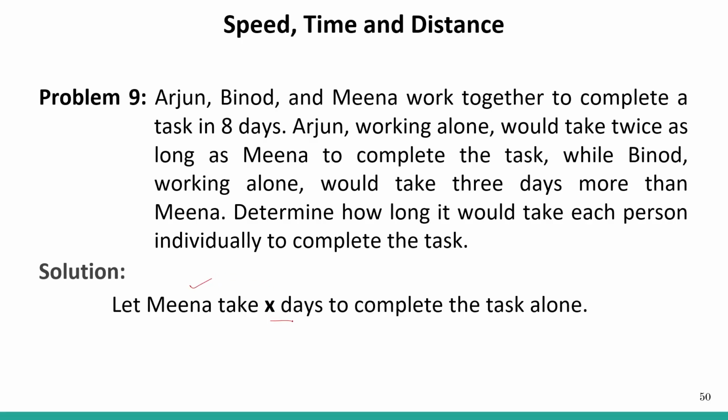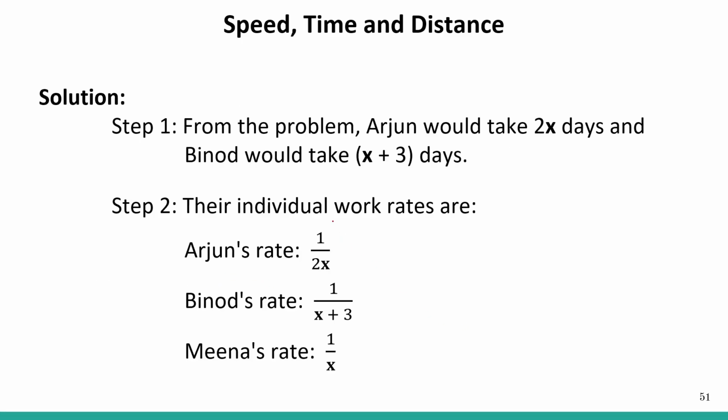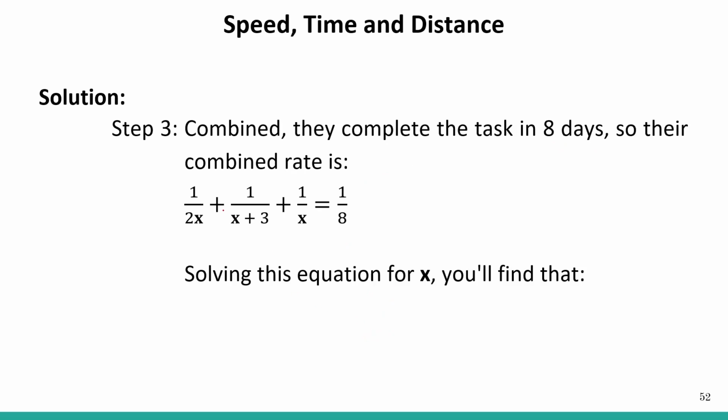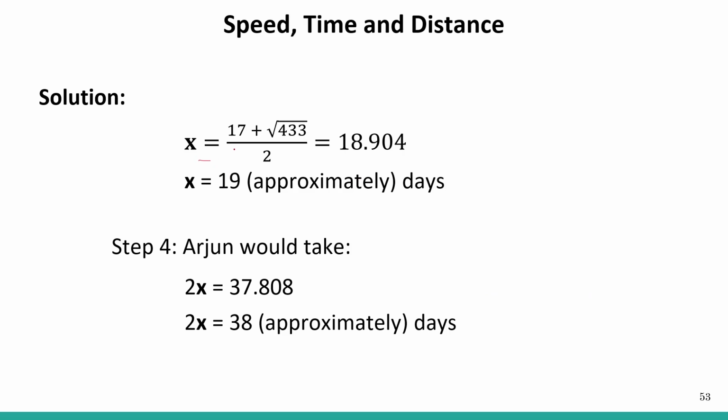So Meena takes x days to complete the task alone. So from the problem, Arjun would take 2x days and Vinod would take x plus 3 days. So their individual work rates are 1 by 2x, 1 by x plus 3, and Meena's rate is 1 by x. So 1 by 2x plus 1 by x plus 3 plus 1 by x is equal to what? 1 by 8. So solving this equation for x, you will find that x is equal to 17 plus root 433 whole over 2, which is equal to 18.904.